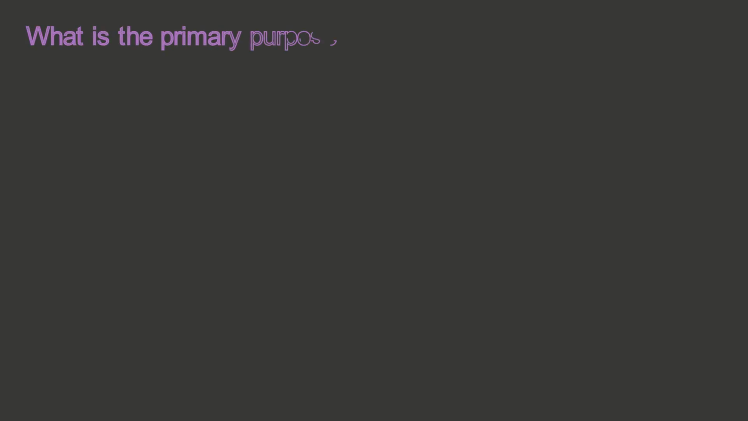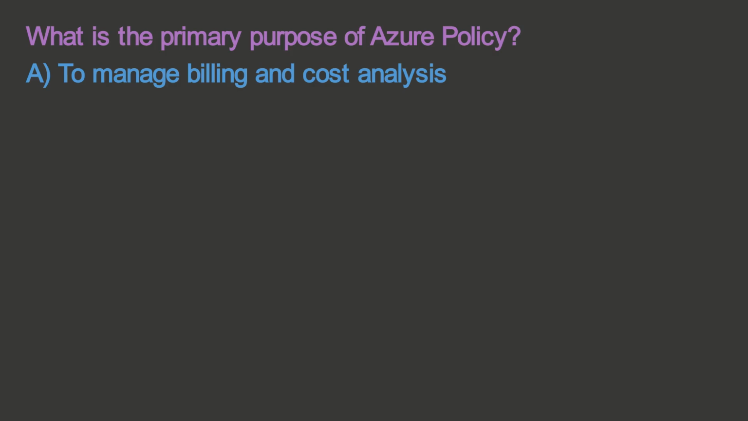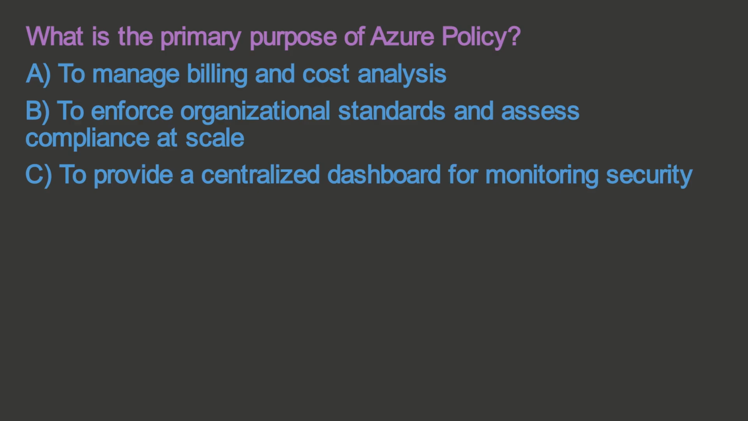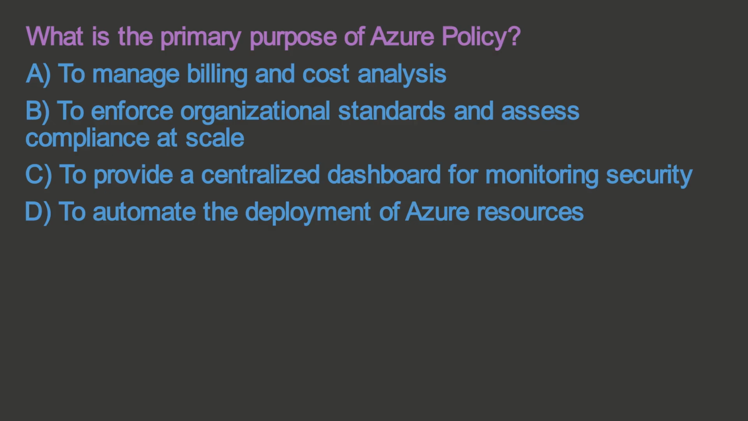What is the primary purpose of Azure Policy? A. To manage billing and cost analysis. B. To enforce organizational standards and assess compliance at scale. C. To provide a centralized dashboard for monitoring security. D. To automate the deployment of Azure resources.